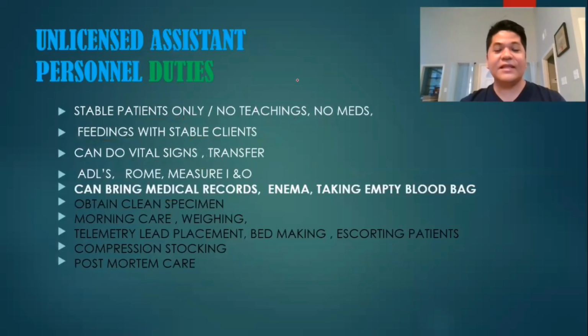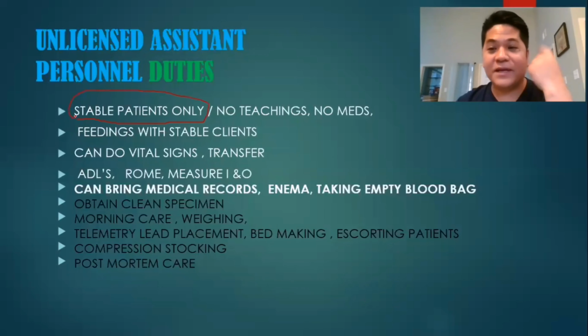Now, the unlicensed assistive personnel's duties and responsibilities. Remember, they have no license, but they are trained. So for the UAP, these are their duties and responsibilities. Stable patients only. Again, stable patients only that have no complicated condition and no other underlying condition that could cause further complications. Remember that they cannot teach. The primary teaching is for the registered nurse.